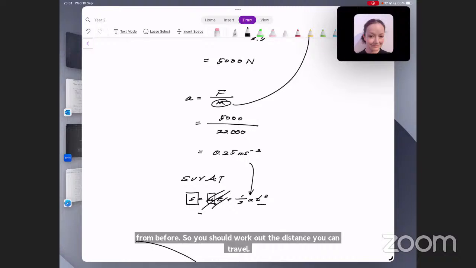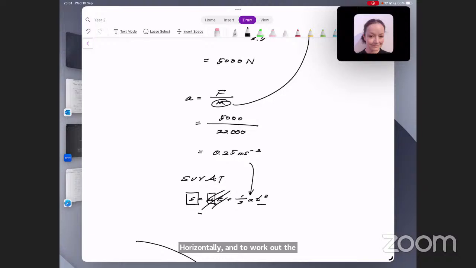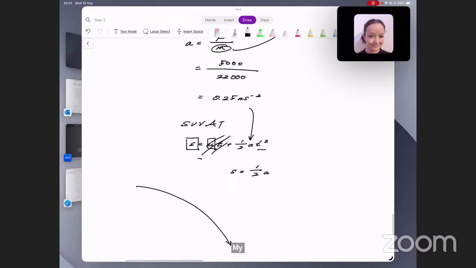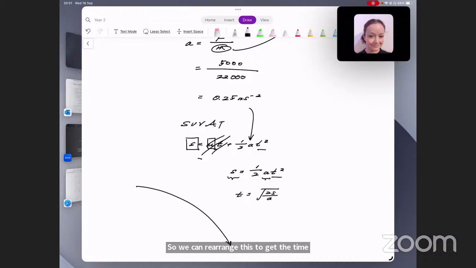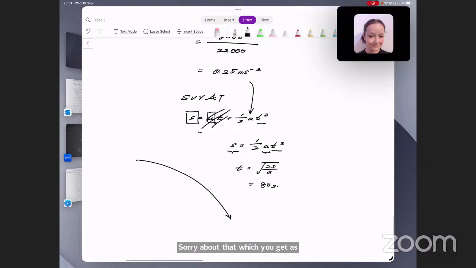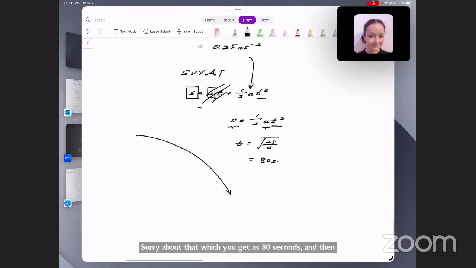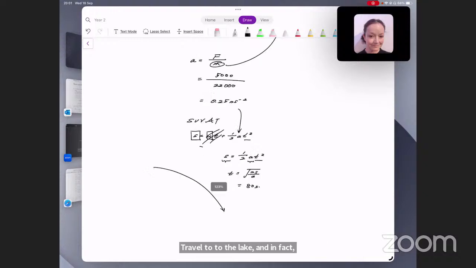And to work out, my apologies, let me go through this slightly slower. So half at squared. We actually don't know the time. We can't work out the time yet, but you know the acceleration and you know the distance to the lake. So you can rearrange this to get the time. Sorry about that. Which you get as 80 seconds. And then the next part is doing the Suvat vertically to show that you can, in fact, travel to the lake. And in fact, it does. I won't go through that just because we've run out of time.